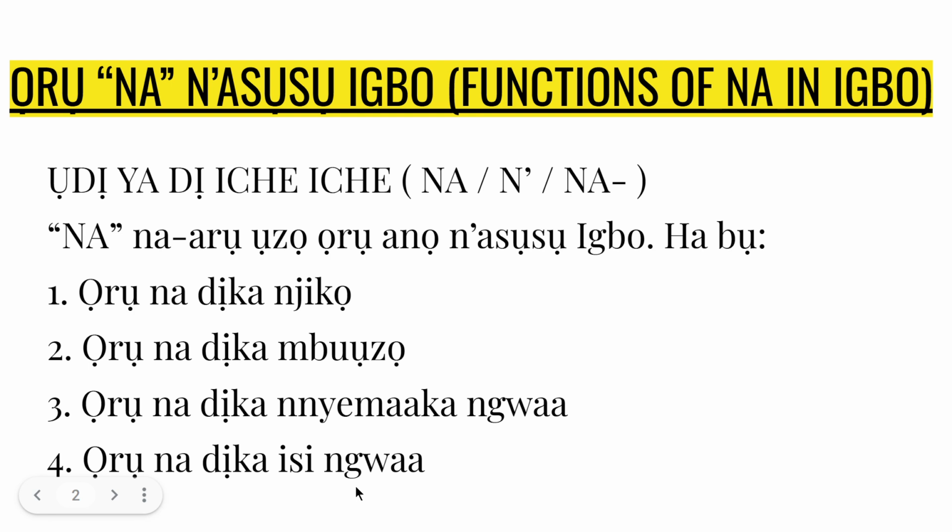Are we following? So this na can work as a conjunction. It can also appear as a preposition. It can also appear as a helping verb, and also it can appear as a verb root. We are going to take them one after the other so that we know, when you are speaking Igbo, where this na is supposed to appear. Let's move on.